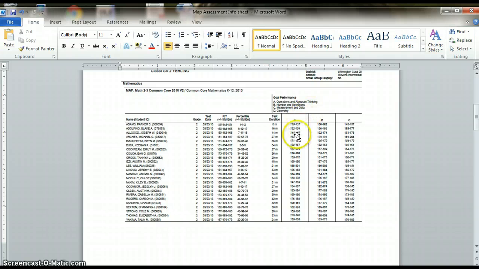So in this case, these are the scores that each student scored for A, which is operations and algebraic thinking, numbers and operations, measurement and data, and on this form you don't see column D, which is geometry. Then it gives you a breakdown of what made up the initial RIT score, so they give you some ideas. Those are some preliminary results for math.